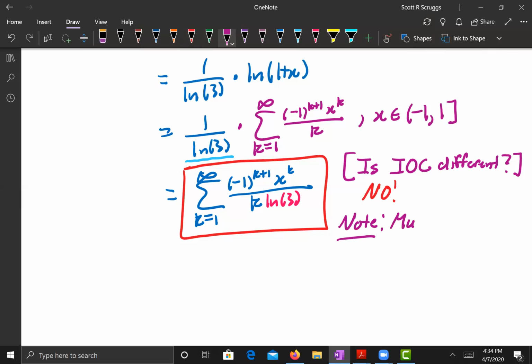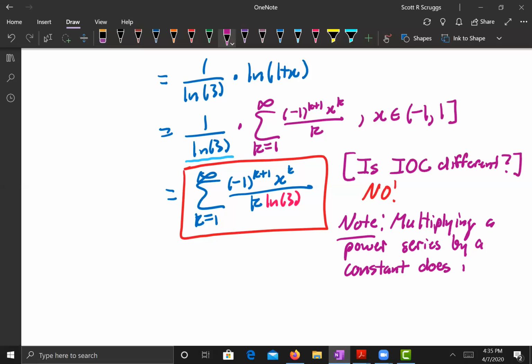That multiplying by a constant does not change the radius of convergence or the interval of convergence. I know we're talking about Taylor series, but I'm going to be more broad and talk about power series because the same property applies for a power series.